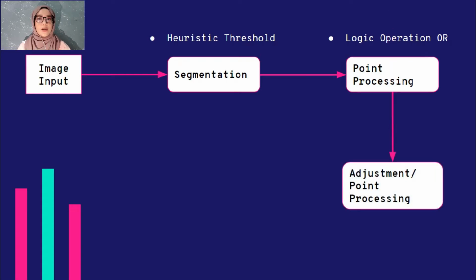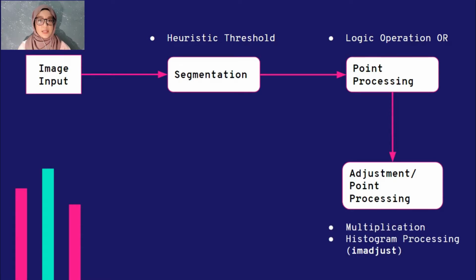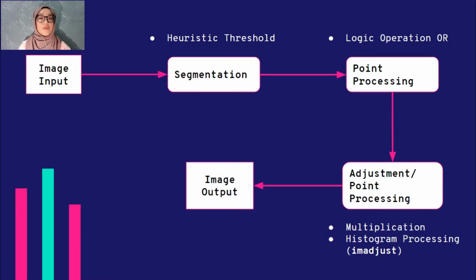Number 4, adjustment is applied as well as point processing, where the feature of multiplication is done for enhancement, and histogram processing is used to adjust the intensity of the image. Once all is done, the image output is revealed and the users will be able to save the output with the transparent background or white background.